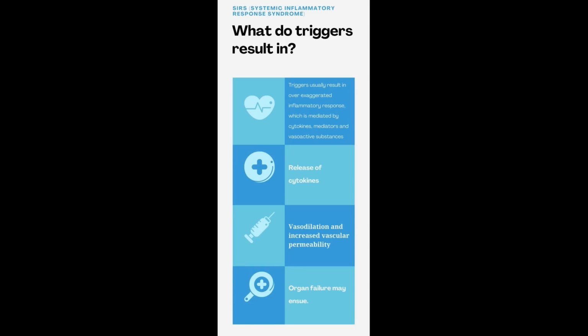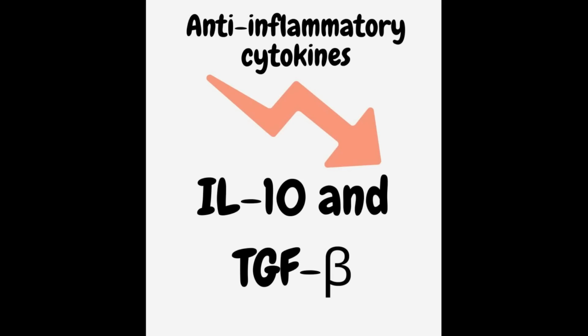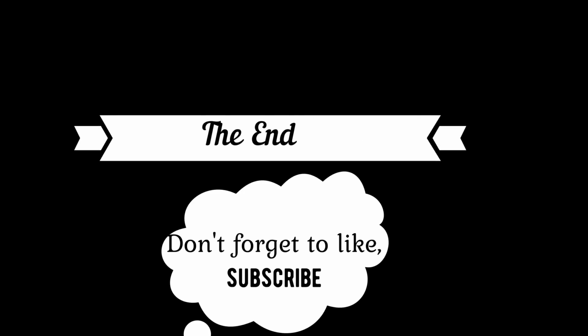There are pro-inflammatory and anti-inflammatory cytokines. The pro-inflammatory cytokines are interleukin 1, interleukin 6, tumor necrosis factor alpha, interleukin 8, and platelet activating factor. The response of SIRS is kept in control by pro- and anti-inflammatory cytokines. If there are more pro-inflammatory cytokines, the response would be higher. If there are more anti-inflammatory cytokines, the response would be lower. The anti-inflammatory cytokines are interleukin 10 and transforming growth factor beta. SIRS, if left untreated, can proceed to sepsis, which we will be discussing in our next video.